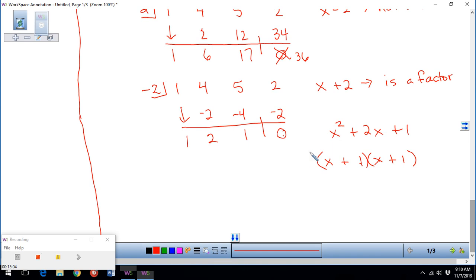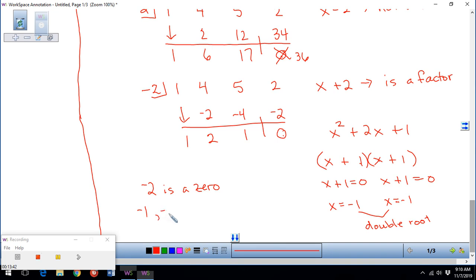So now if I want to finish solving it and finding the zeros, we already know that negative 2 is a 0. My last two zeros are found by taking these factors and setting them equal to 0 and solving. And you'll notice they're exactly the same, so I should get the same answer twice. So negative 1 is going to work, and negative 1. Remember, this is called a double root, or a multiplicity. So negative 2 is a 0. We also have that negative 1, and negative 1 are zeros as well.